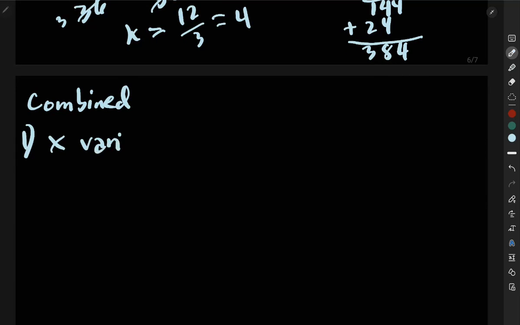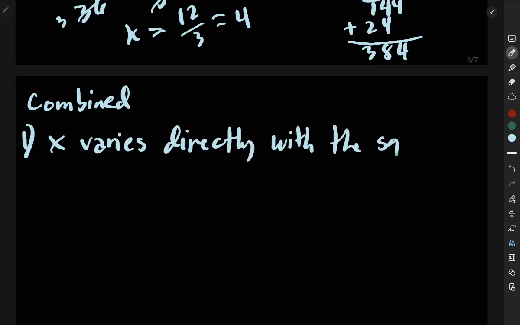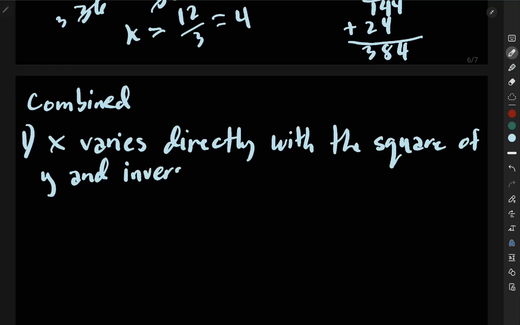X varies directly with the square. Let me rewrite this. x varies directly with the square of y and inversely with z.